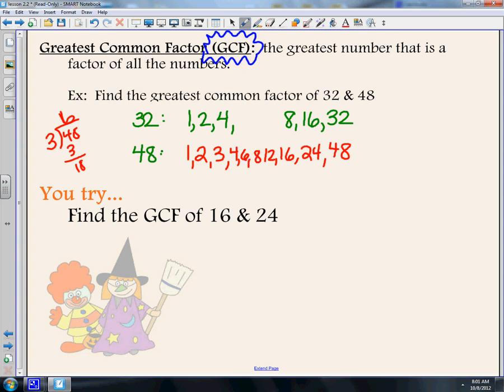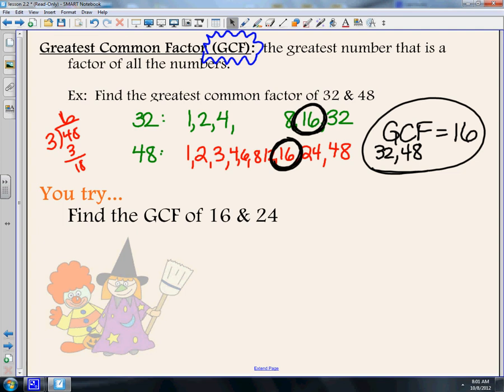That one has quite a few. Now, for the GCF, you're going to look for the one that they have that's the greatest common factor. So you would see that they both have a 16 in common. So 16 is the GCF. The greatest common factor of 32 and 48 equals 16.